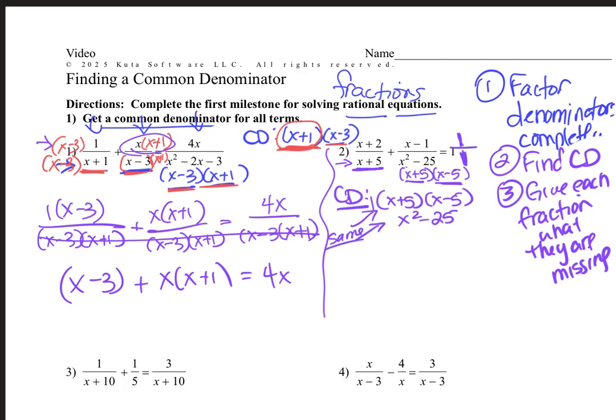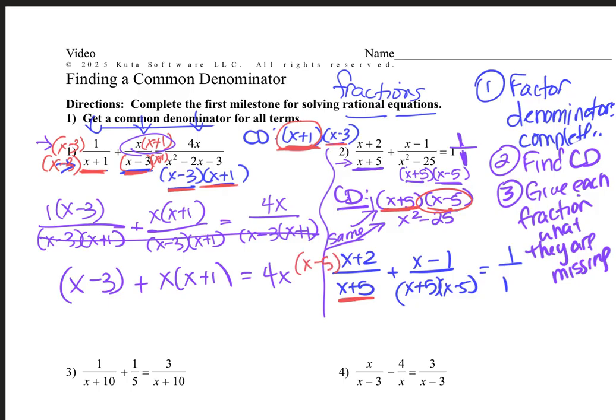These are the same. One is factored and one isn't. Okay, so I'm going to just rewrite this real quick, with a little space. So x plus 2 over x plus 5 is the first one, and 1 over 1. So when we multiply, x plus 5 is in the common denominator. It needs an x minus 5. So I multiply the top and the bottom by x minus 5.